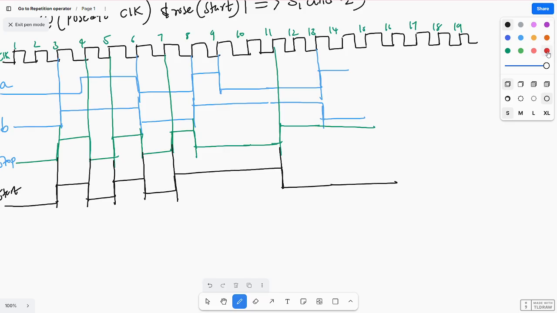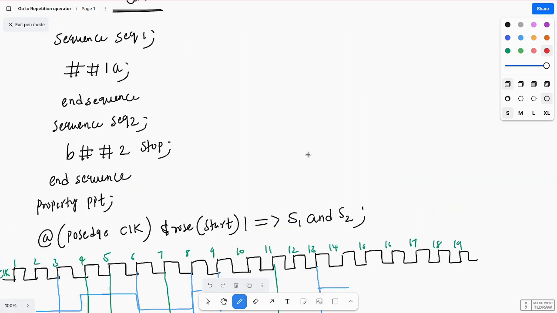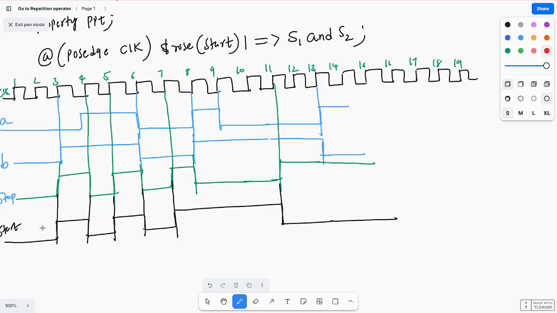So here, what is my condition? If you see the condition, first A should be 1 for one cycle, and dollar rose. Dollar rose means if you look at start, here this is 0 and this is 1, so it is going from 0 to 1. And at the next cycle, where will the assertion start? From here the assertion will start. Again it will check.